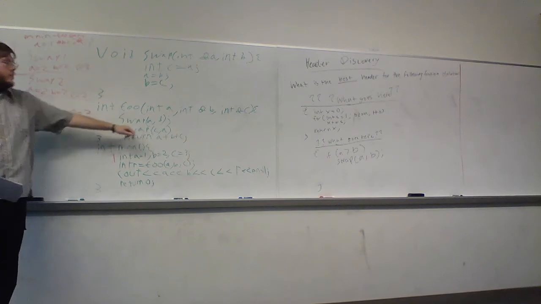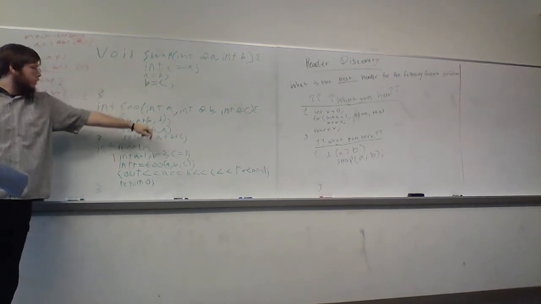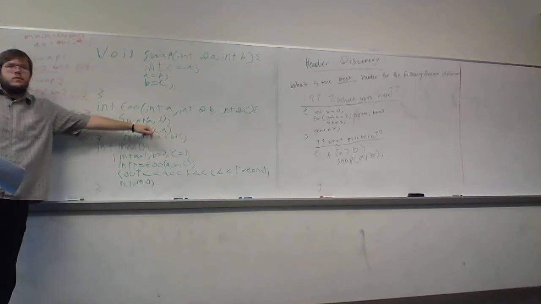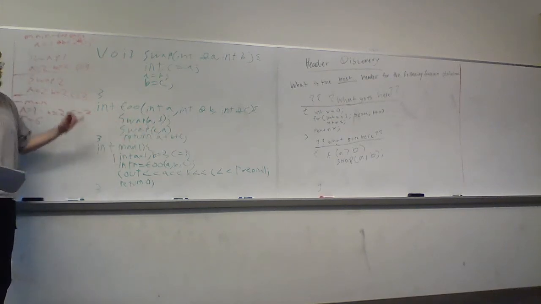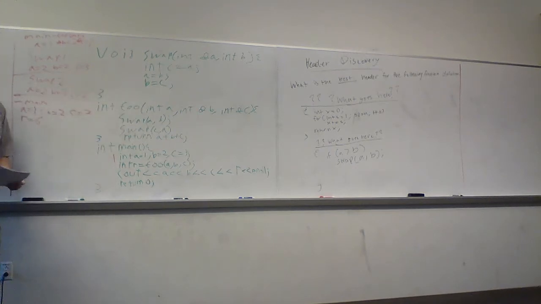And then swap C, A. So C's value is now equal to B in the function call, which is A. Does that make sense? So A was 2 from this one, so now C is also 2. Any other questions?